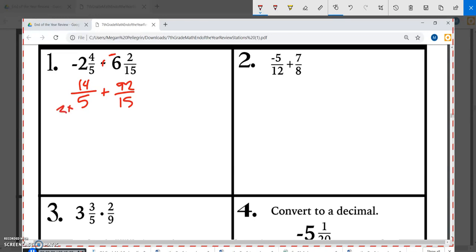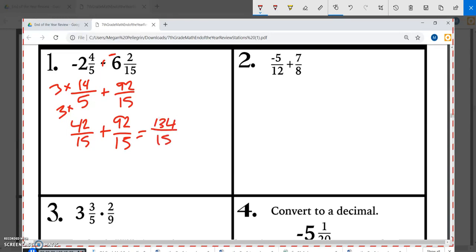So I know that 3 times 5 is going to give me 15, so that will make a common denominator. If I do it to the bottom, I have to do it to the top as well. So therefore, 3 times 14 gives me 42. So I've got 42 over 15 plus 92 over 15. And 42 plus 92, I am adding them because they have the same sign. Just double checking. And so that gives me 134. And then my denominator just stays the same at 15.